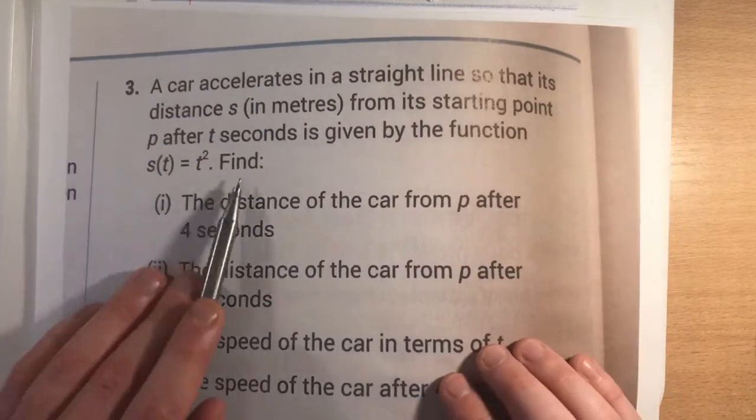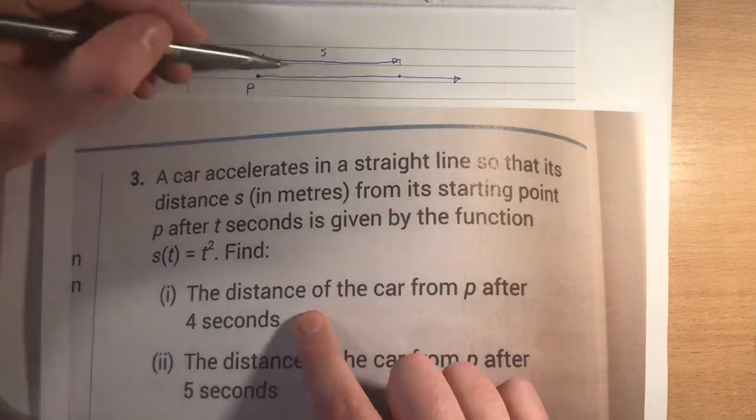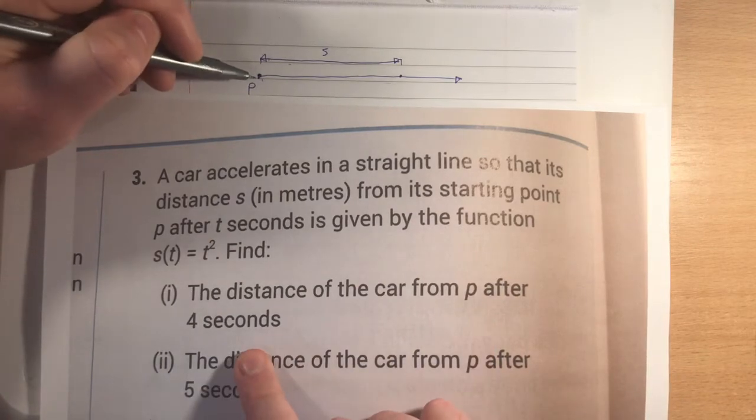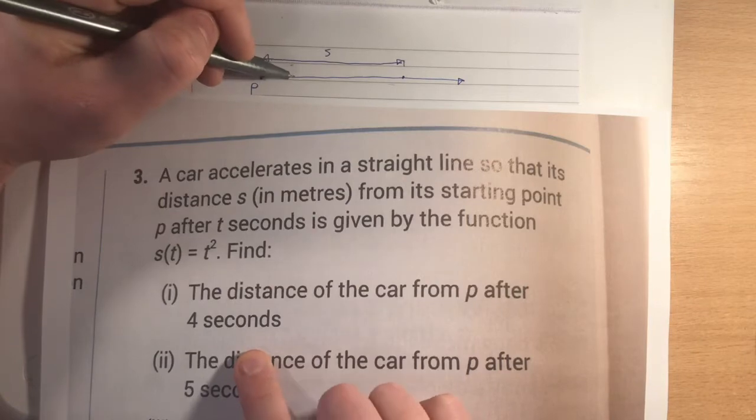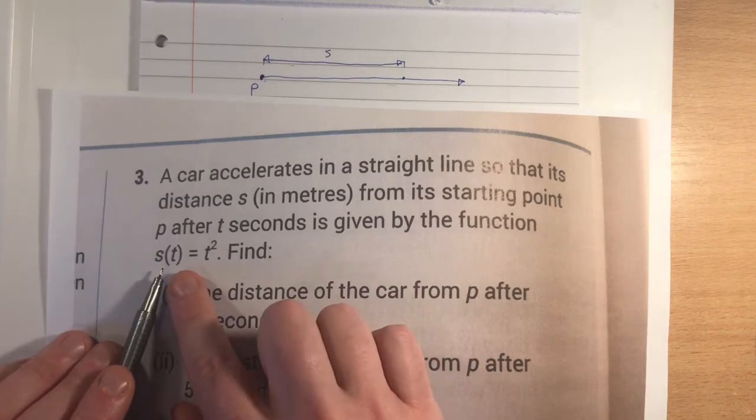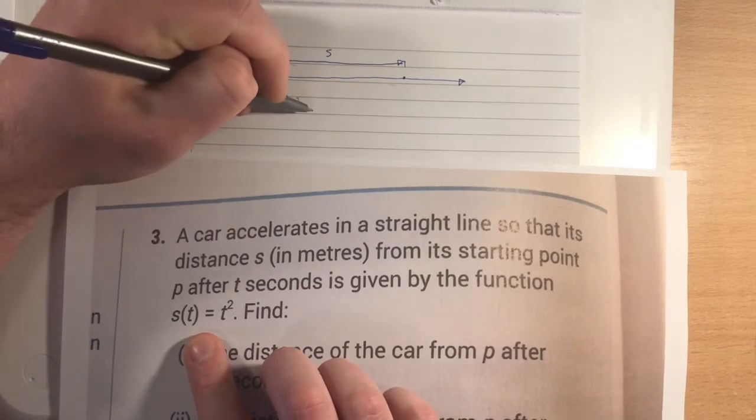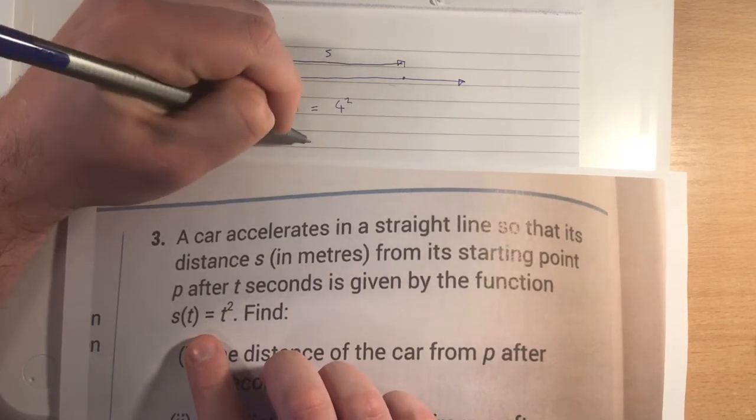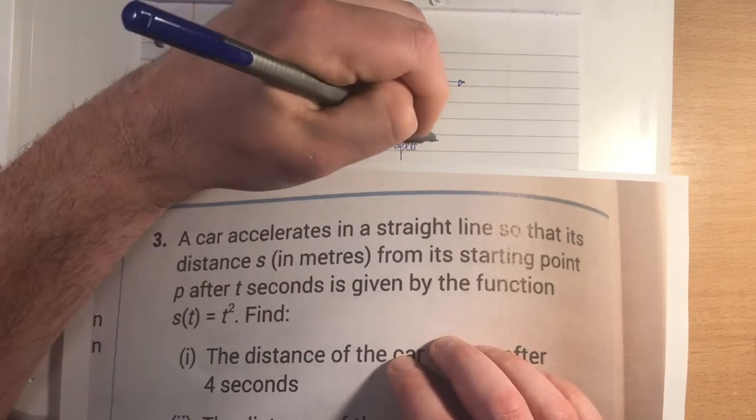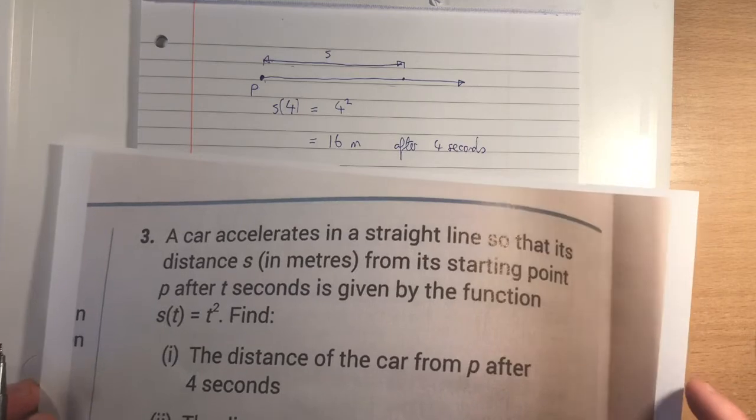The first question is, find the distance of the car from p after 4 seconds. So we have to find this distance of the car, this thing here that is moving, from p after 4 seconds. So how far do we travel from here to here if the time is 4 seconds? Well, this thing up here is a formula for distance, right? So if I put 4 into that formula, s of 4 will equal 4 squared, so that's going to equal 16, and it's going to be meters, so it's after 4 seconds. Okay, that wasn't too bad.